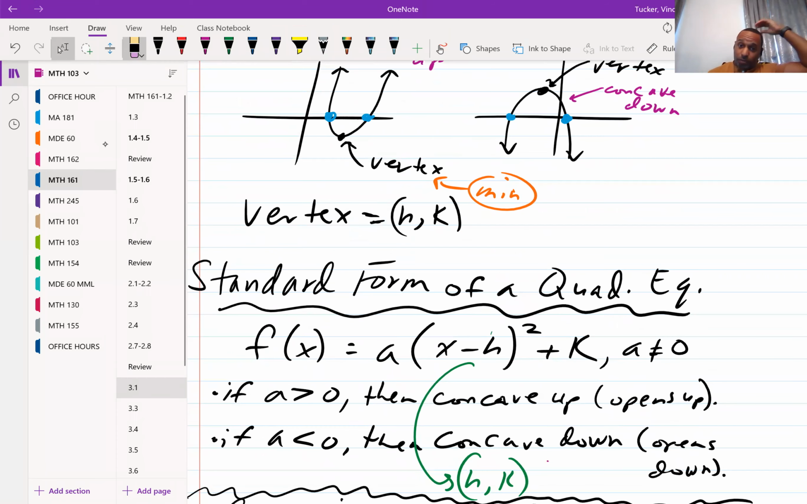Standard form of a quadratic equation: a times (x minus h) squared plus k. Of course, a cannot be equal to 0, or that will cancel out a whole bunch of stuff. But if a is greater than 0, in other words positive, then your parabola concaves up. If it's less than 0, in other words negative, then concave down.